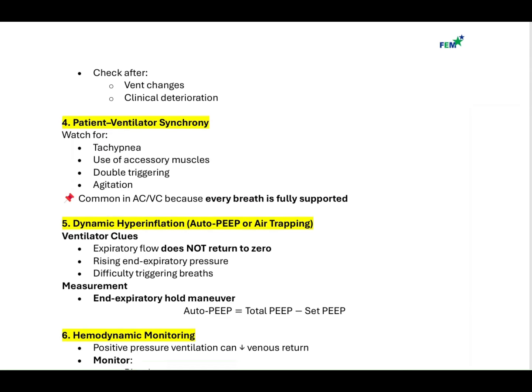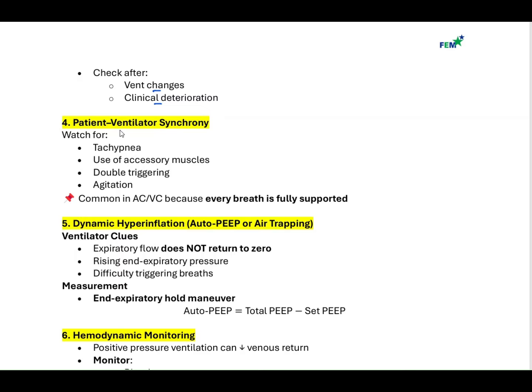And it's important to always check your ABG, especially if you make any vent changes. After you make a vent change, you want to repeat your blood gas, making sure the patient is still adequately oxygenating and then ventilating okay. And of course, if there's any clinical deterioration, you also want to check your blood gas, making sure the patient is still oxygenating and still ventilating okay.